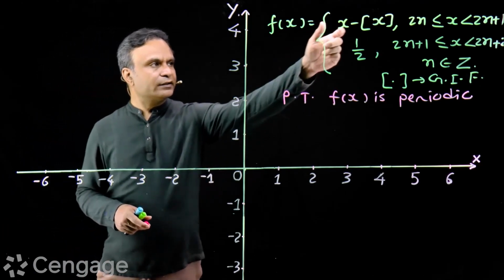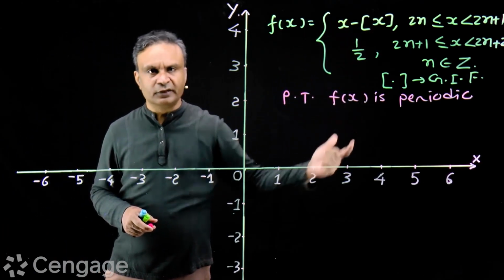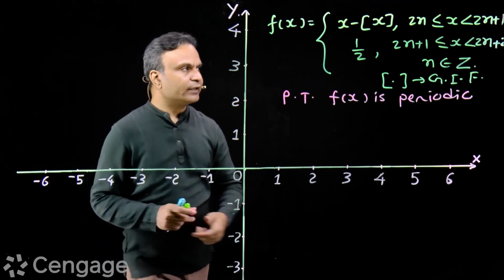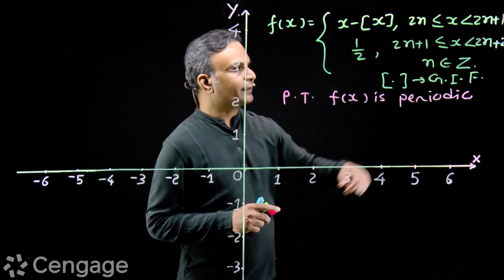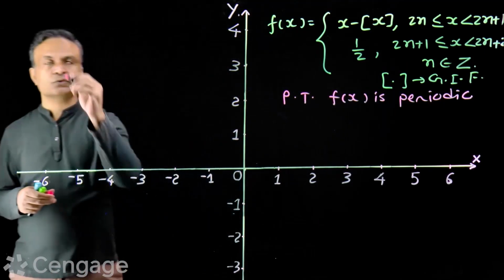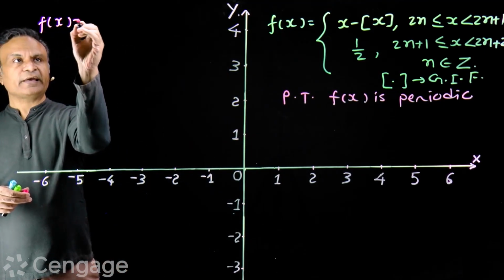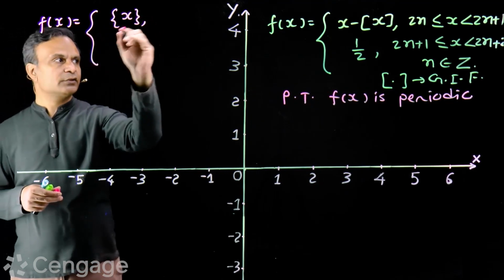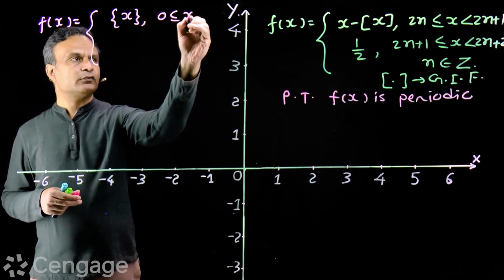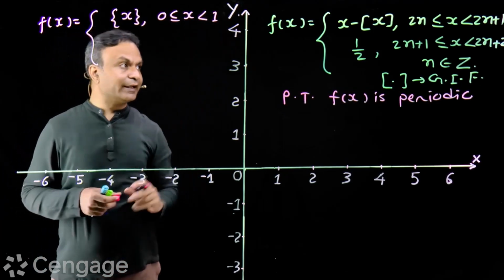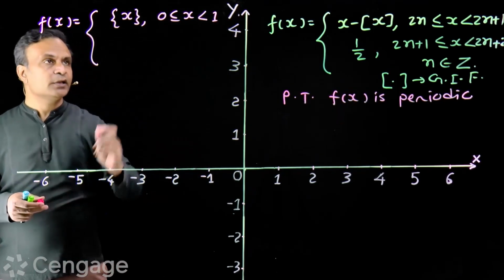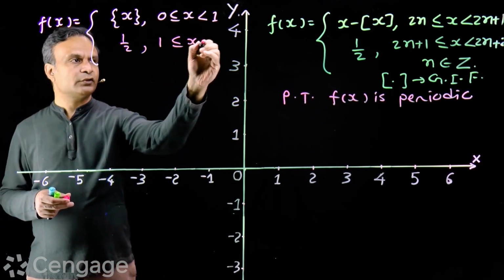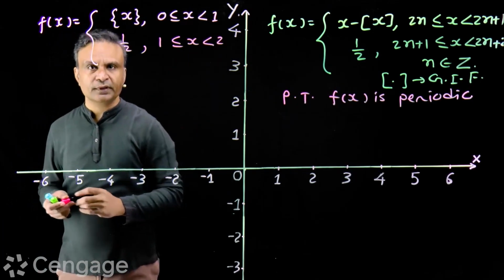Now here x minus the greatest integer of x is the fraction part of x. Okay. Now we put here different values of n. We start at n is equal to 0. So we will have f(x) is equal to the fractional part of x for 0 ≤ x < 1. I am putting n is equal to 0. Okay. And f(x) is equal to 1/2 for 1 ≤ x < 2.